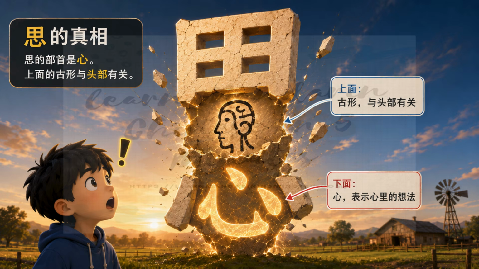Now look at 思, meaning to think. Modern learners see 田 above 心. That makes it tempting to invent a story about someone thinking in a field. It may help you remember the shape, but it does not accurately explain the older form.